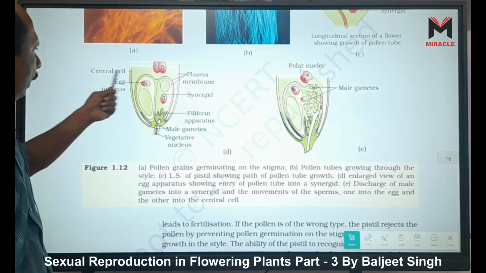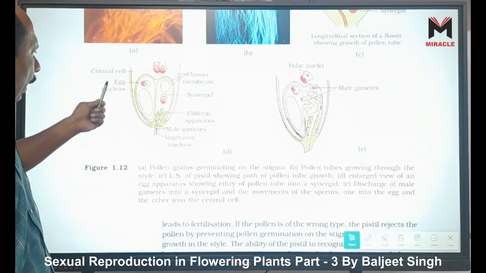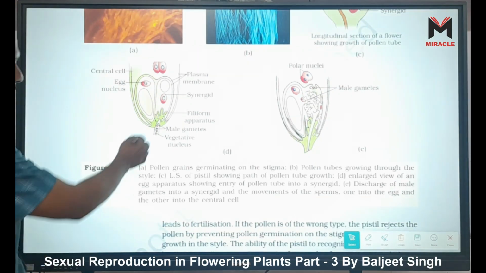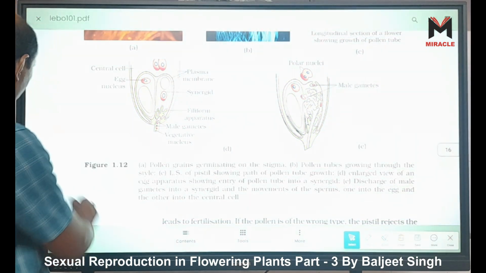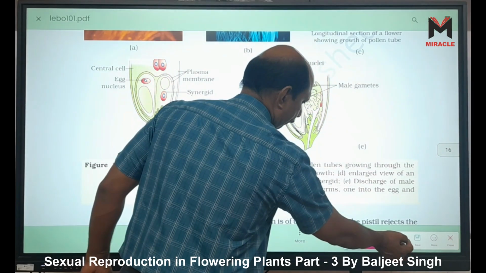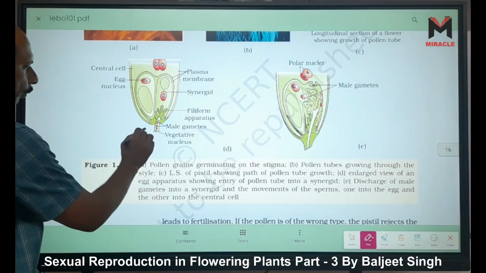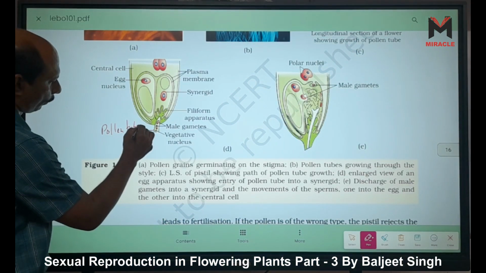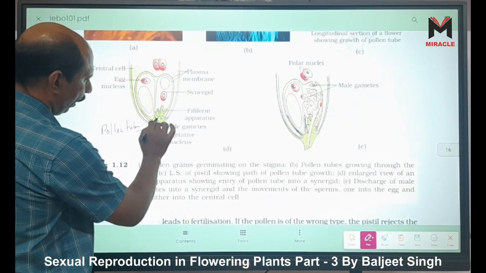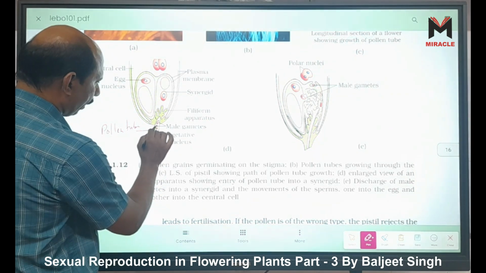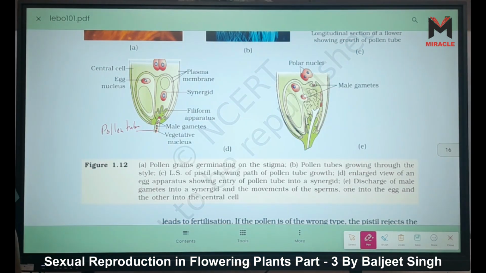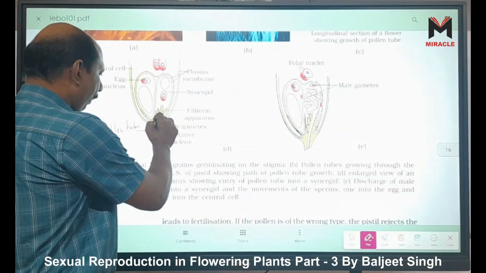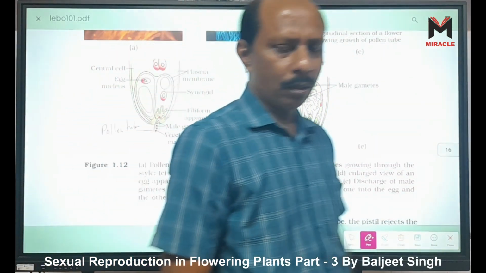Here, what is given? This is the central cell. This is the egg nucleus, and the synergids, right? This side is the micropylar end. And you can see there, this is our pollen tube. Here are the vegetative nucleus and male gametes. Here the vegetative nucleus is not at that place, it is present at the tip, the terminal part. It is given here, but it is not right. The male gametes are just behind the vegetative nucleus, right?